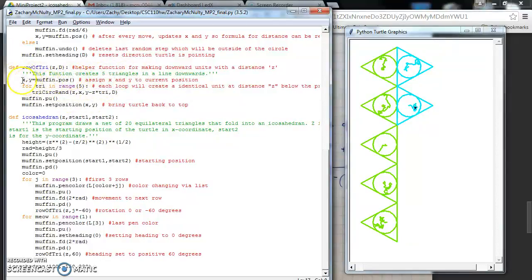I reassign x and y here as muffin position, which is putting it to the current position. And then for, basically, I'm just repeating it 5 times. The way that I move it down is z is still going to be the same length of the side of the triangle. X is still going to be the same coordinate it goes to, because I'll move it from x. And then y is going to be y minus z, the length of the side of the triangle. It's dropping down z length every time it comes down.